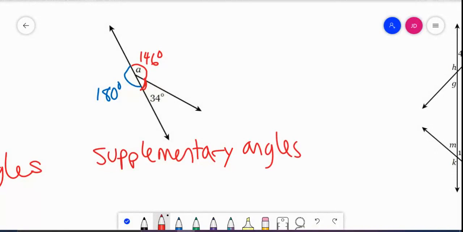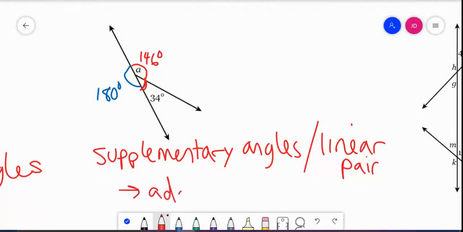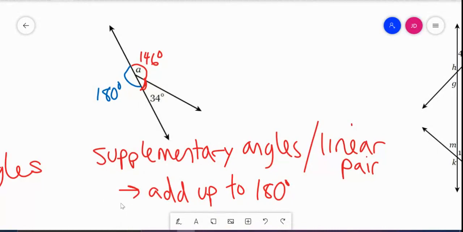Also known as a linear pair. And these angles add up to 180 degrees. Okay. So we've talked about a couple different vocab words, all right?